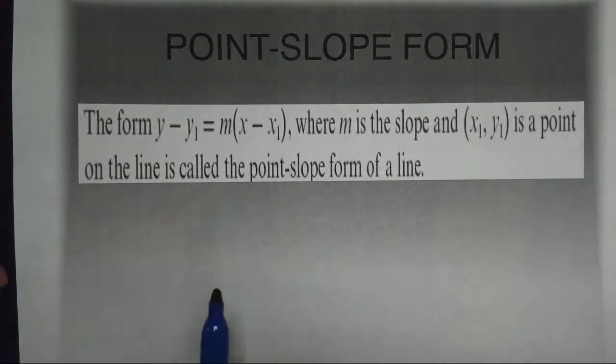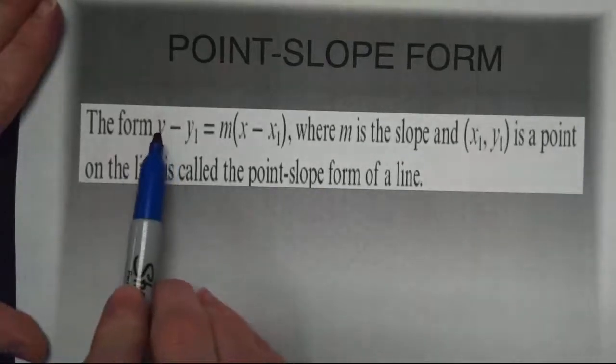This form is point-slope form, and it's called point-slope form because in order to create the equation of the line, we need a point on that line and the slope. Now, the point could be the y-intercept, or it could be any other point on that line. It doesn't really matter which one.